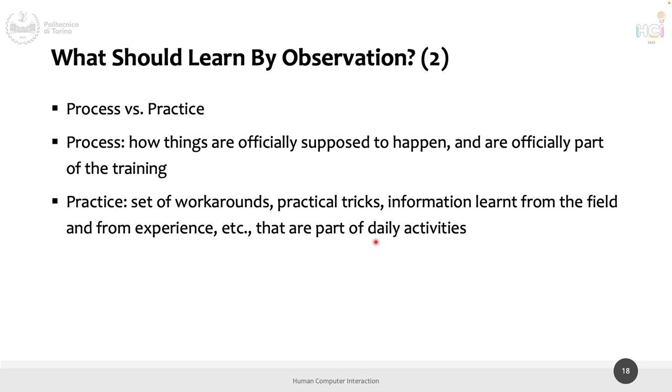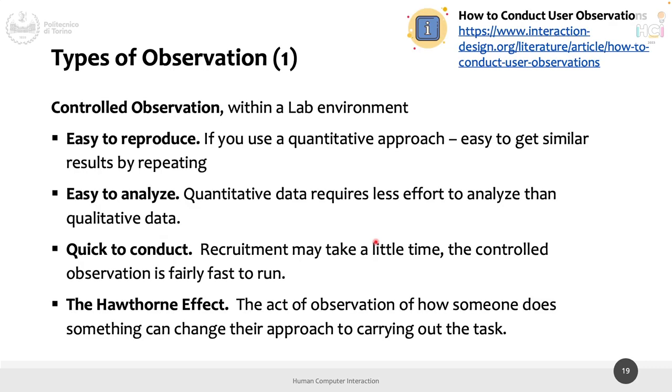And all of these are things that you learn with observation. You cannot learn by interviewing people, because you are missing the context. So, which are the types of observation you can do? There is controlled observation, typically within a lab environment. That means you get people in another place that is not their normal working place, and you ask them to redo or do the activity they typically do.